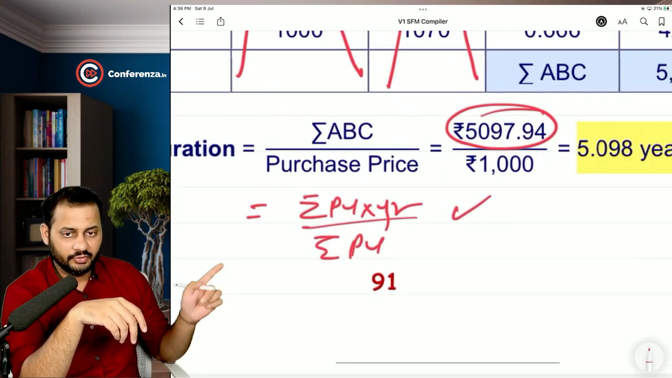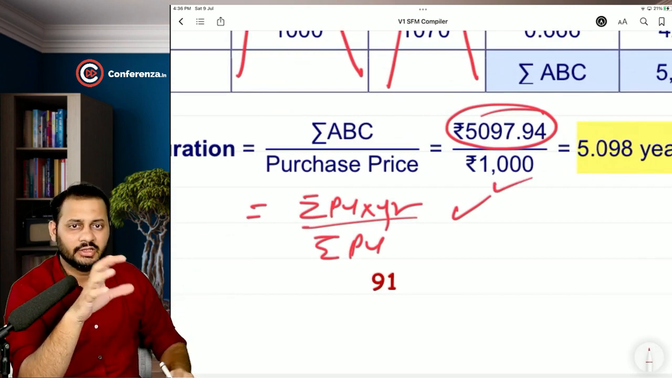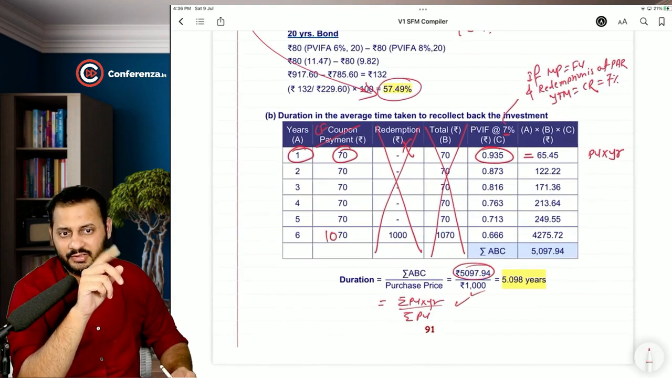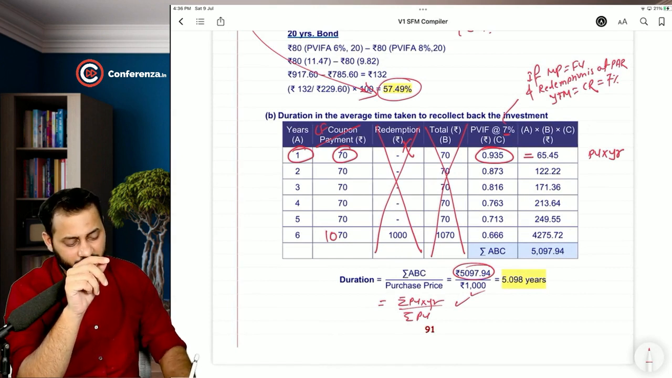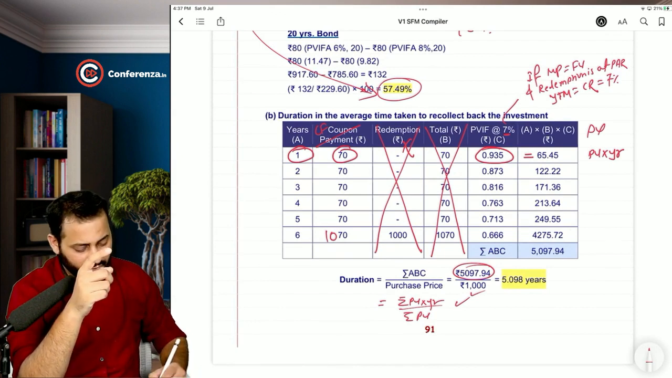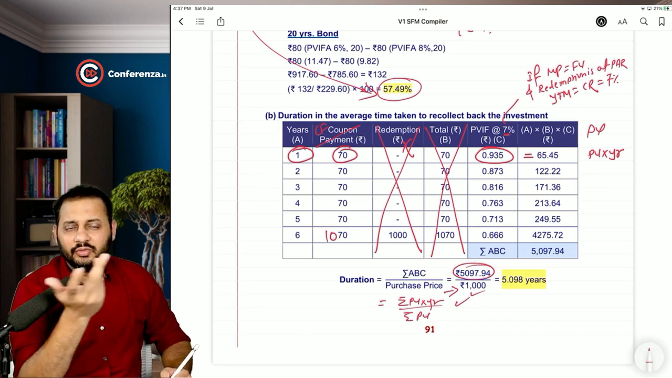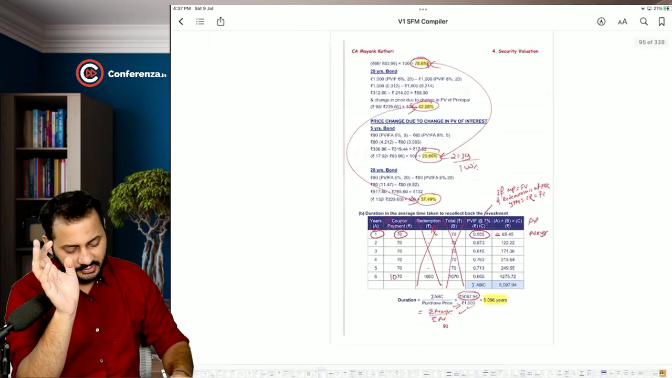See, so the summation of present value into year divided by summation of present value, which was 1000. They skipped a column in between. There should have been a column of present value where you would have shown the total of 1000 at the end. So anyway, you can find out the answer.